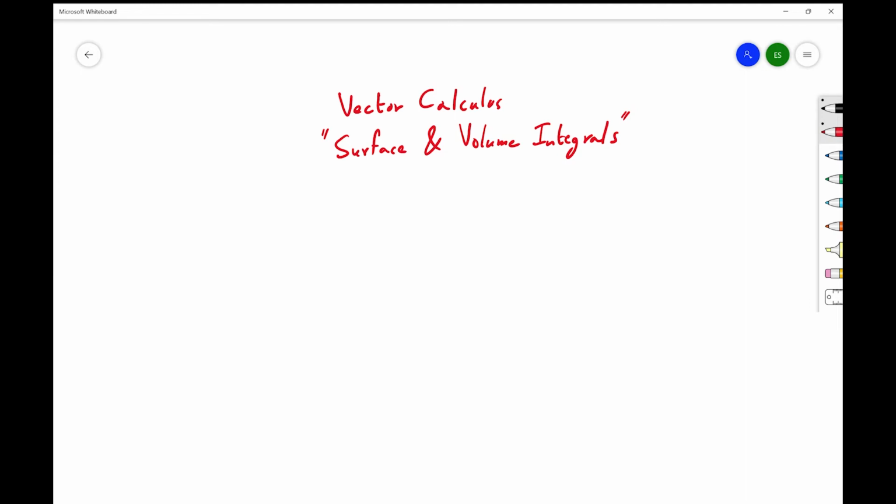Okay, so we're going to continue our discussion of integration. We did an example of a closed surface integral last time, and we said we wanted to now do an example of an open surface integral this time around. So, example.